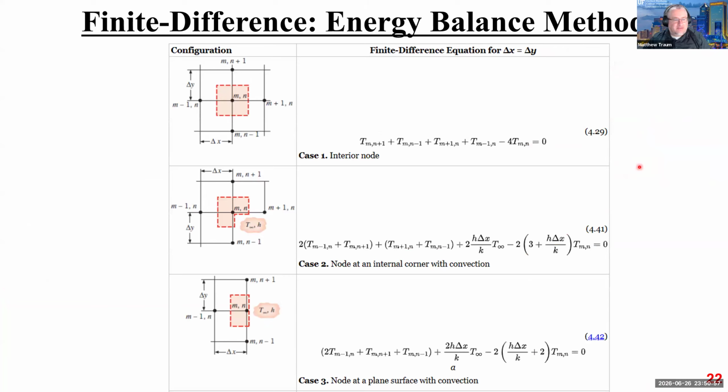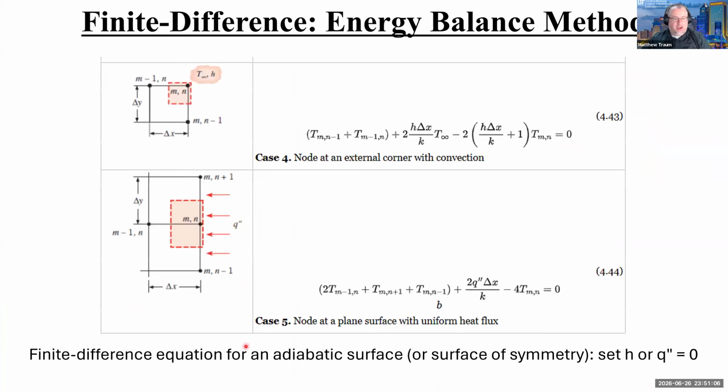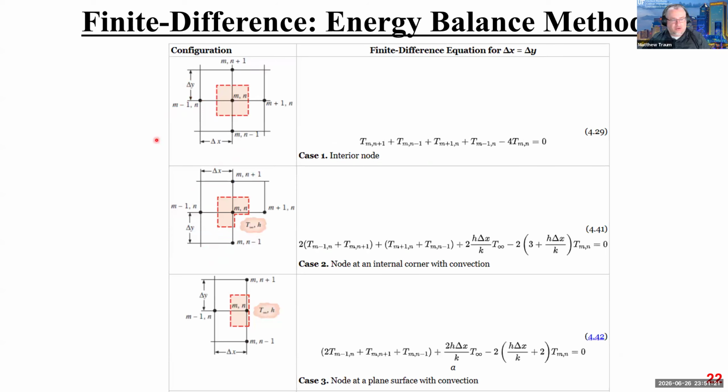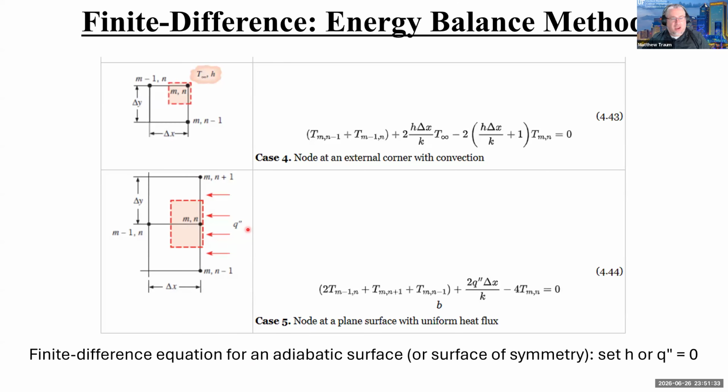Okay. There are all kinds of different boundary conditions that you need to worry about. So you need to worry about internal corners, external edges, and external corners. Those are all convection. These are all now constant heat flux. And so we have this whole set of cases that give you the appropriate equation for the interior node, the node at an internal corner, the node along a plane surface with convection, a node at an external corner with convection, and a node at a plane surface with uniform heat flux, right?